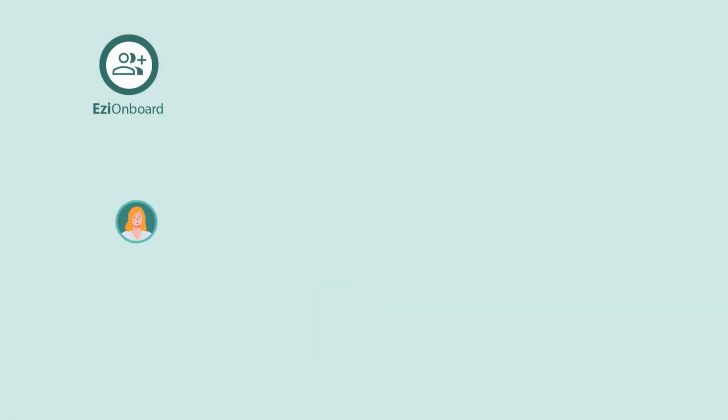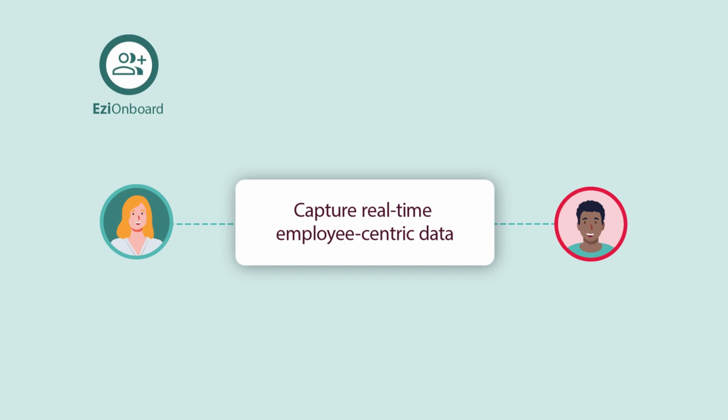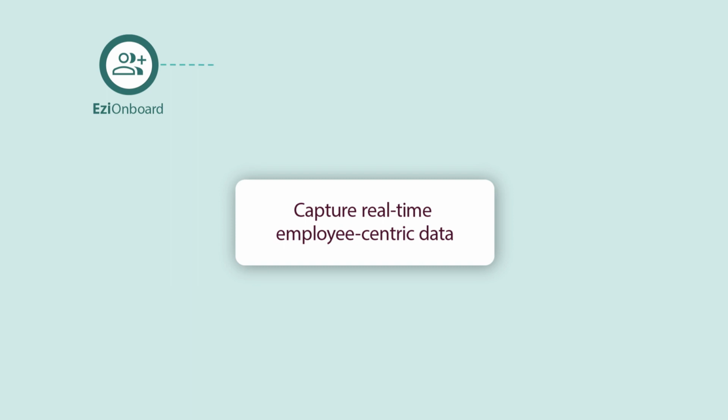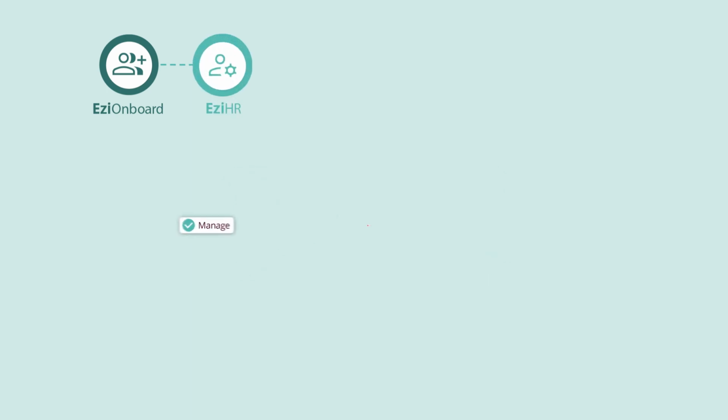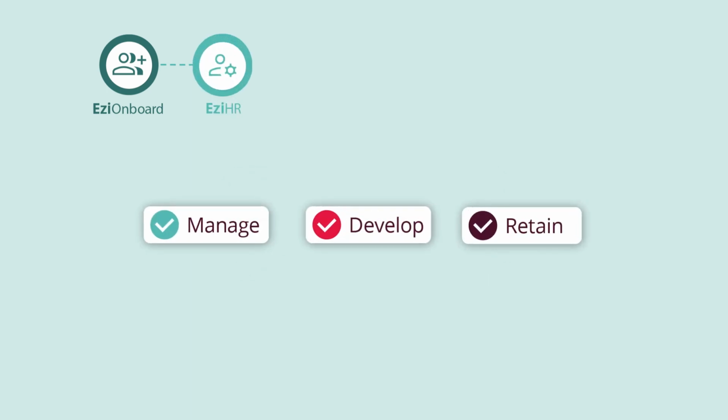Easy Onboard, a field-based onboarding tool empowering owners and managers to capture real-time employee-centric data for recruitment, developed to address the time lag from on-site recruitment to head office processing and acknowledgement of a new starter. Easy HR. Extend the power of our Easy Onboard module, or use it as a standalone module for managing, developing and retaining your workforce.